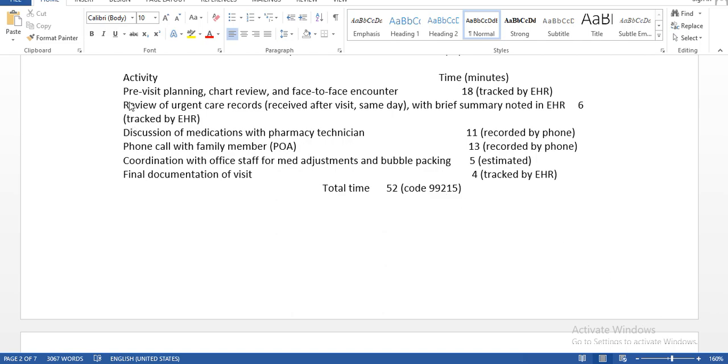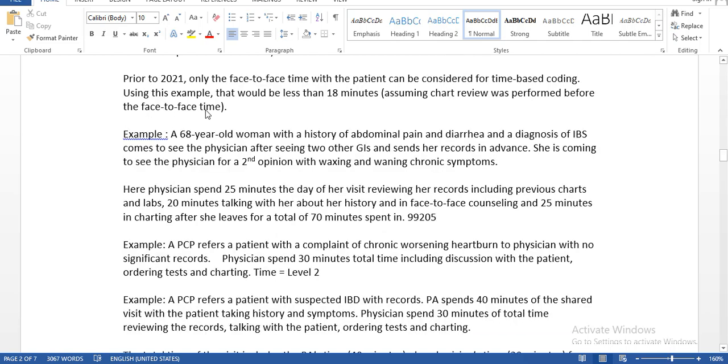So whenever you are going to count using time while coding E&M, you need to check the points this way. You need to check each activity so that you can easily adjust the time and code properly. Prior to 2021, only the face-to-face time with the patient could be considered for time-based coding. So before 2021, we need to consider only the face-to-face time of the physician with the patient. But after 2021, we can code using non-face-to-face time also.